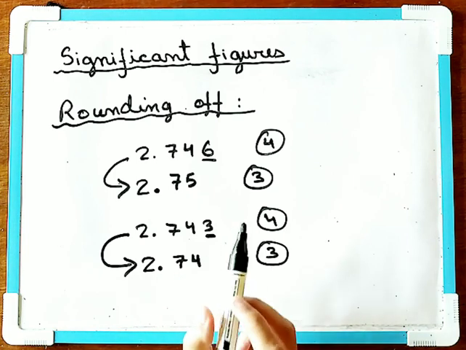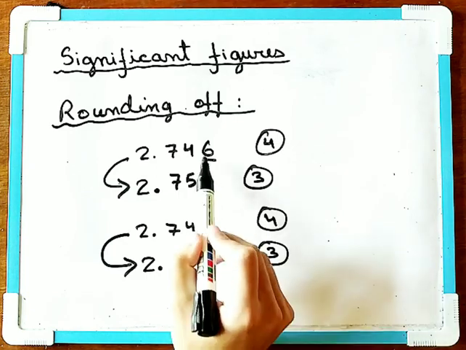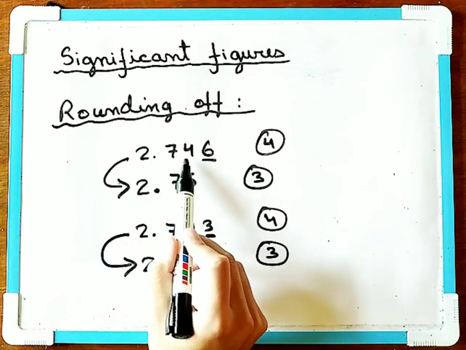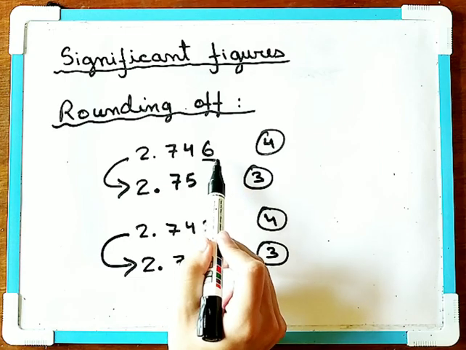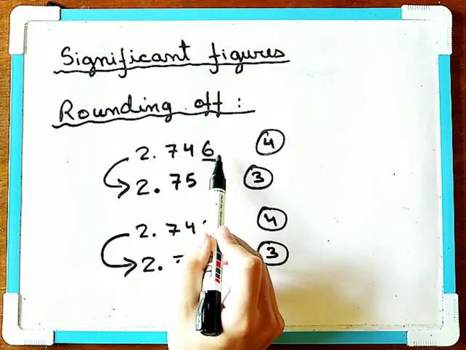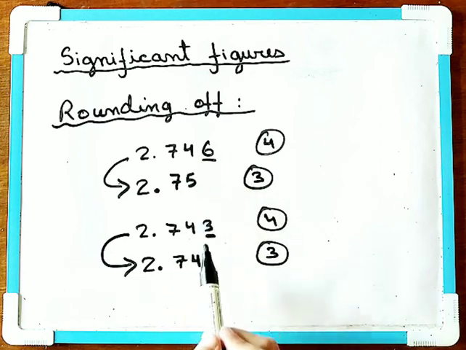So you always remember to look at the digits. First you count the number of significant figures, then look at the following digit. If it is greater than 5, you add 1 here. If it is less than 5, then you leave it as it is.